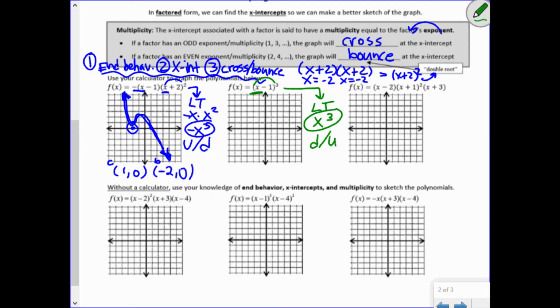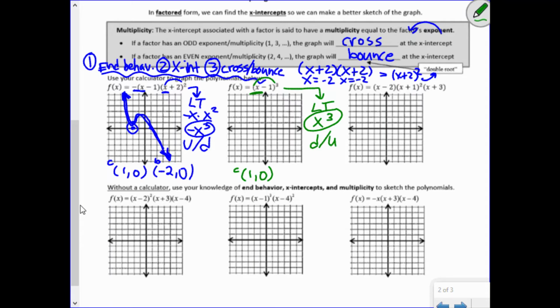Alright, next, we're going to find our x-intercepts and whether they cross or bounce. So what would my one x-intercept be? I only have one factor. 1, 0. And then would I be crossing or bouncing? Why?